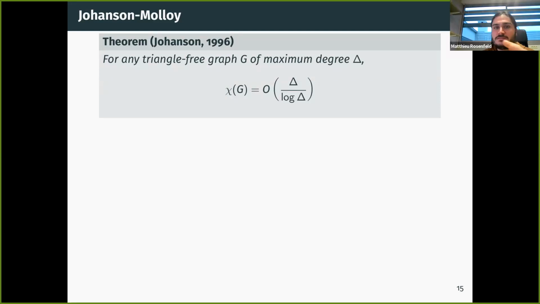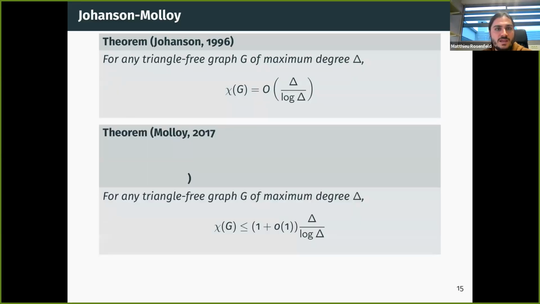And there has been some progress on this question. There is some result by Shearer, for instance, which is quite famous, about the size of independent sets and stuff like that. So I will skip some of these results. And I want to mention this result by Johansson, who in 1996 proved that any triangle-free graph G of maximum degree delta has chromatic number at most delta divided by log delta, which is much smaller than delta plus 1.